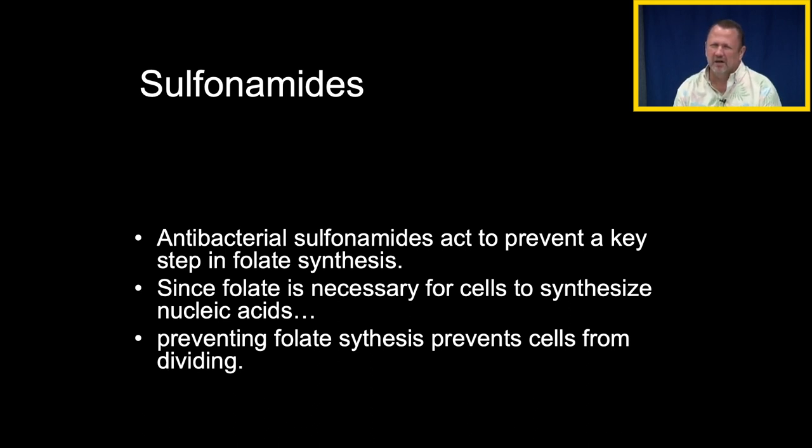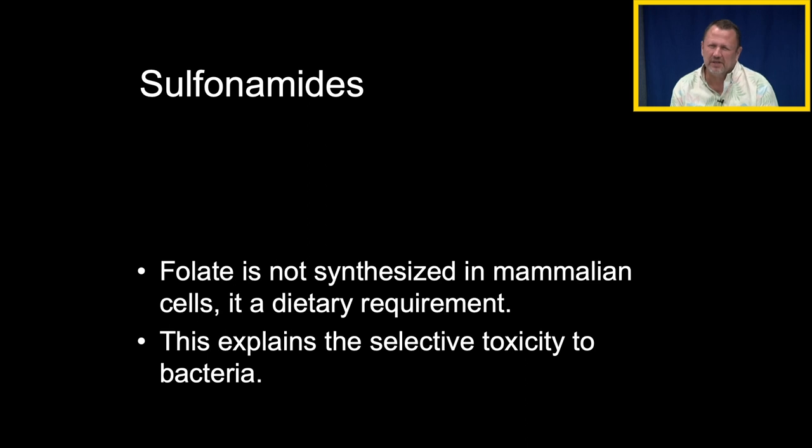The sulfonamides prevent a key step in folate synthesis, and folate is necessary for cells to synthesize nucleic acid. By preventing folic acid, we prevent cells from dividing. Folate is not synthesized in mammals. It's a dietary requirement. We have to get folate from our diet. And so this is why the sulfonamides are specifically toxic to bacteria, because the bacteria synthesize their own folate. By using sulfonamides, we can interfere with the bacteria's ability to make folate, which then interferes with its ability to make nucleotides.